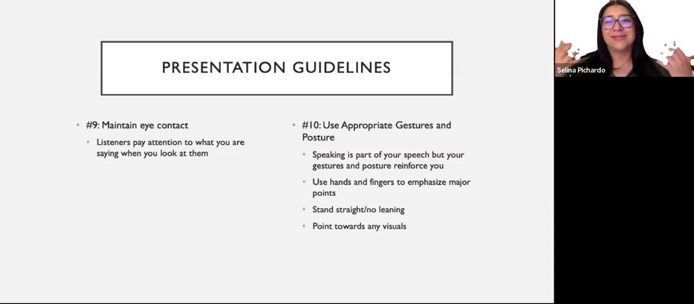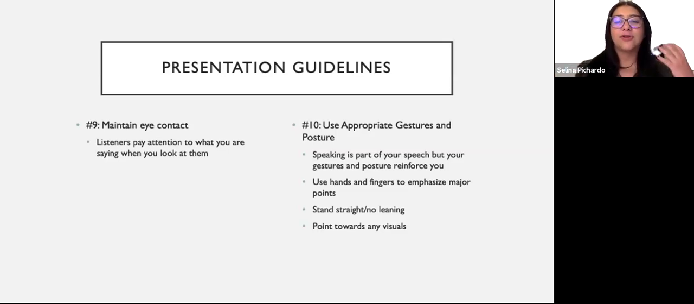And then lastly, use appropriate gestures. As you can see, I use my hands a lot. A lot of people do naturally talk with their hands, and that's what this guideline is. Use appropriate gestures and posture. So not only is speaking part of your speech, but your gestures and your posture reinforce you. It gives you credibility. So use hands and fingers to emphasize major points. Maybe you need to point out something. Maybe like this, you're trying to state the importance of something.